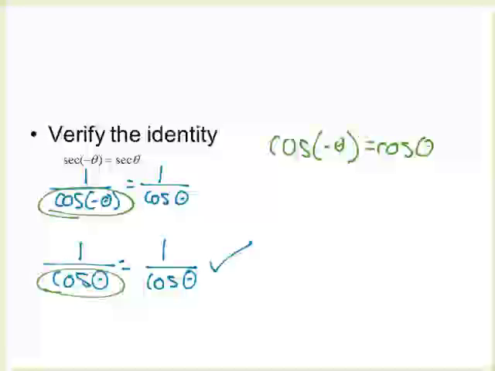Yes. Theta and x, it doesn't matter what it is. So if on the identity list it says x or theta, and in our problem it says the other one, it doesn't matter. X's and thetas all mean the same thing. It just means a variable.